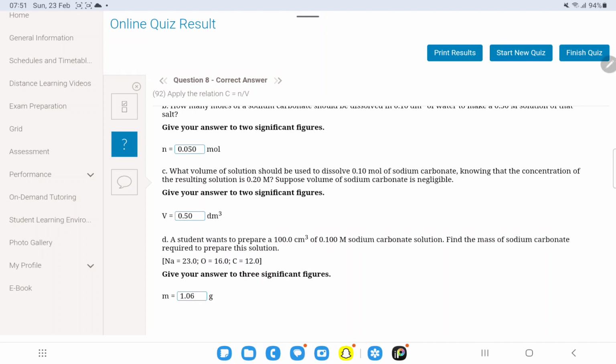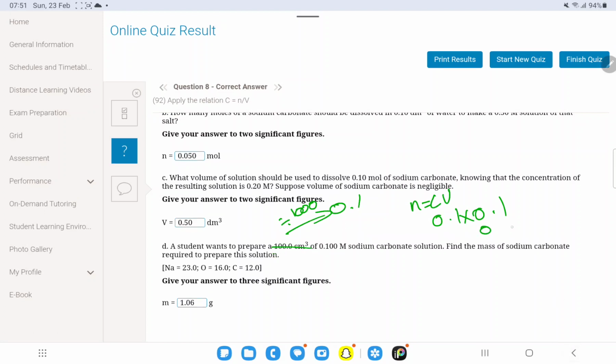A student wants to prepare 100 centimeter cubed. Before we do anything, we convert this into decimeter cubed. We divide by 1000, so 0.1. A 0.1 molarity solution of sodium carbonate. Find the mass of the sodium carbonate required to prepare the solution. We first find the moles. n equals CV. C is 0.1 and V is also 0.1. You multiply it, you get 0.01. So this is the moles.